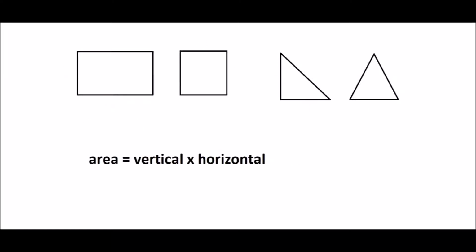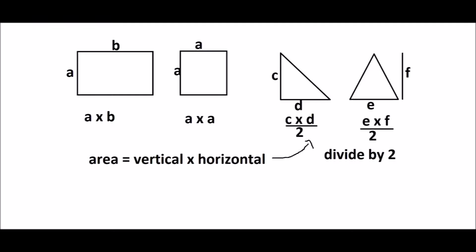For area of rectangle and square, the key is to multiply the vertical line with the horizontal line, like this. And for triangles, it is the same thing but divided by two, like this.